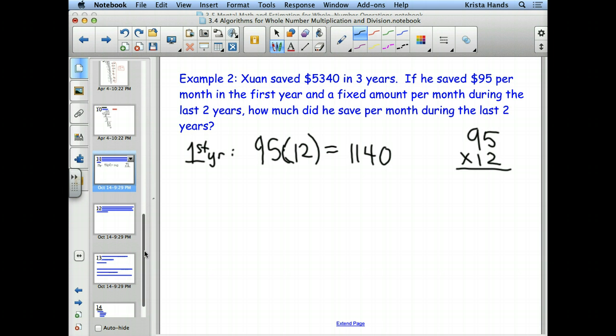$140. Yeah. Okay. $11.40. So you're going to use one of those algorithms for multiplication, and you can use your standard algorithm as well. That's fine. But you're actually going to do the algorithm. You're now getting $11.40. Now what?